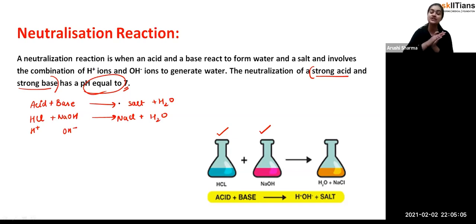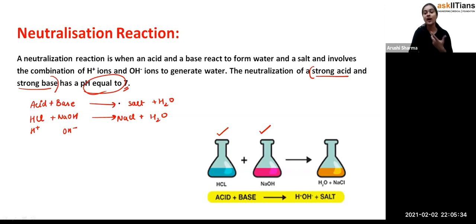But if the condition changes, if it is a strong acid and a weak base, or a strong base and a weak acid, then its pH is not equal to 7. But generally, when we have a strong acid and a strong base and they react together, there is a formation of salt along with water, and in that condition the pH is equal to 7. So just remember that pH is equal to 7 when there is a strong acid and a strong base.